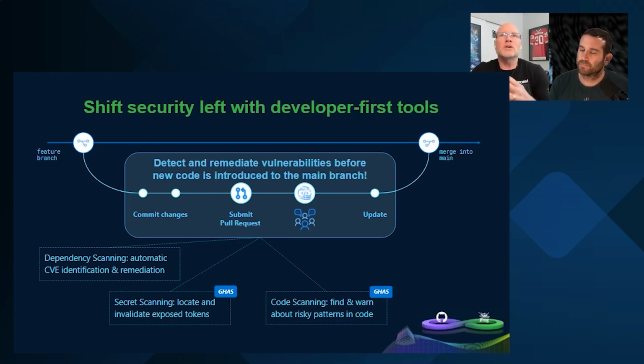And the idea here is with the built-in security tools, we want to detect and remediate vulnerabilities before new code is introduced into the main branch for the first time. But this is an area where we now have integrations with GitHub. Jonathan, you want to talk about those a little bit?